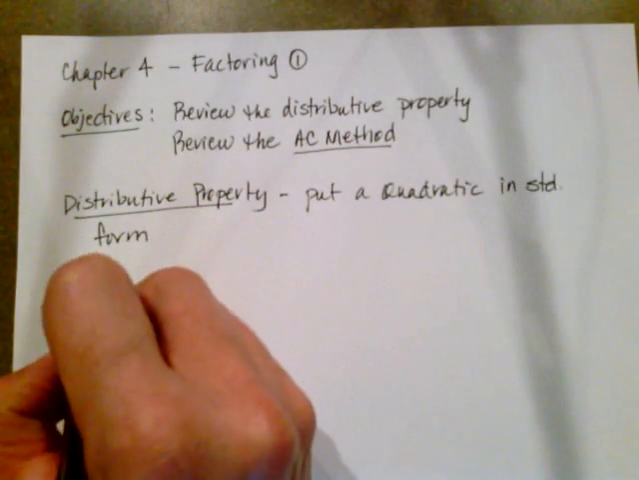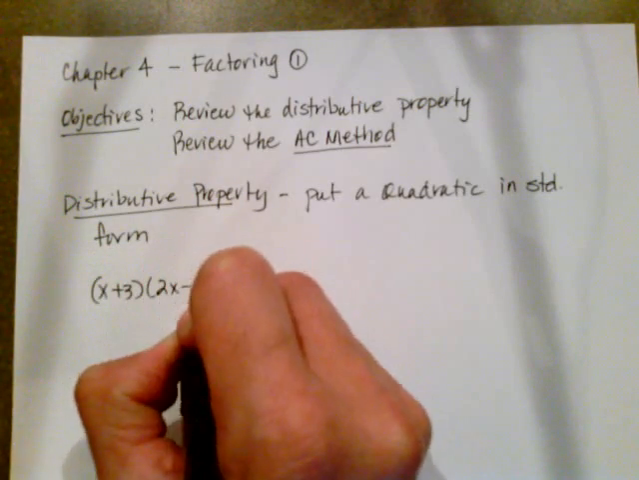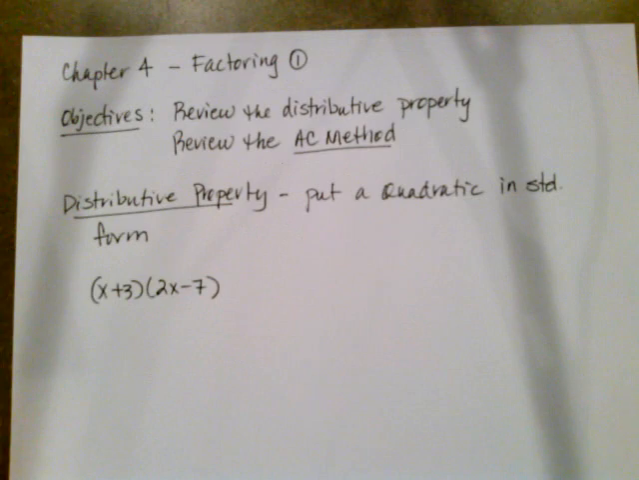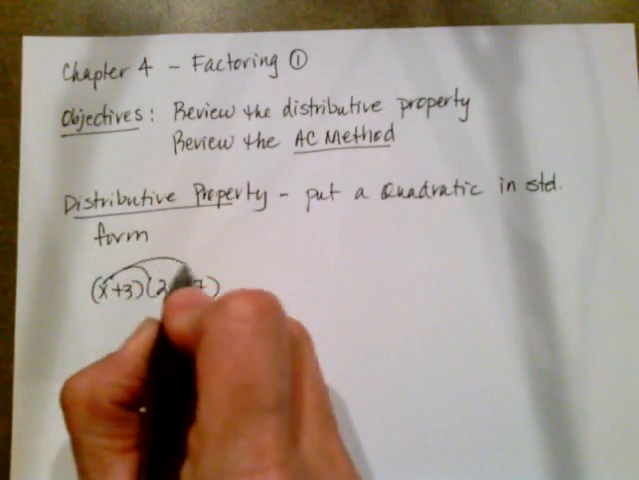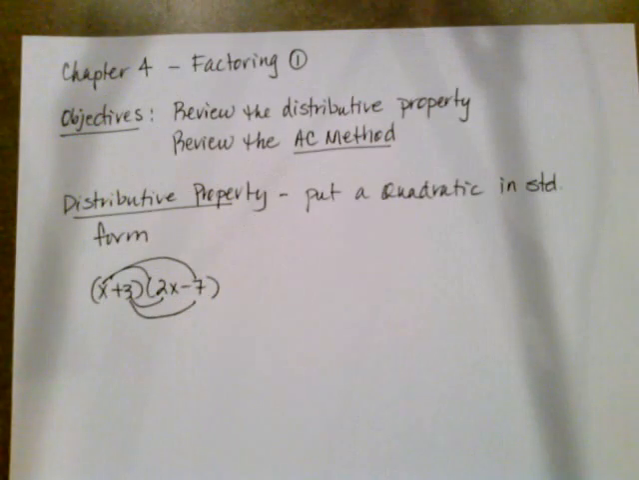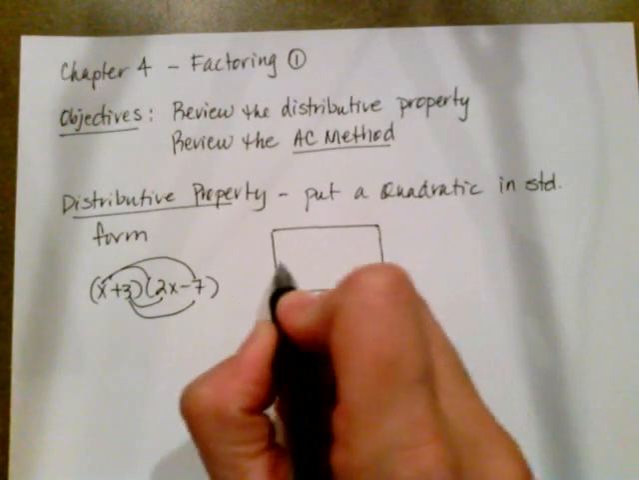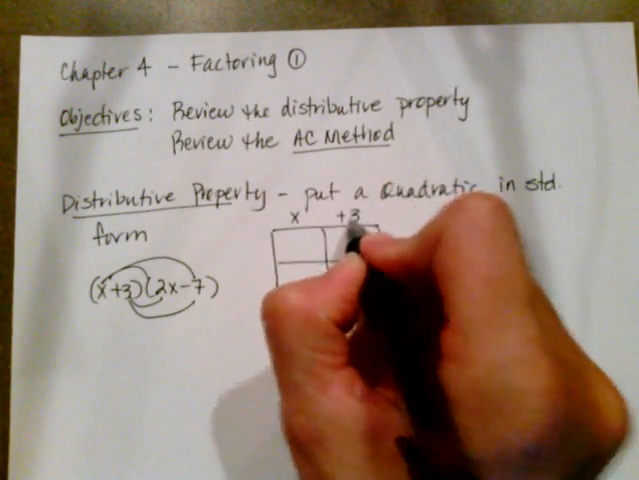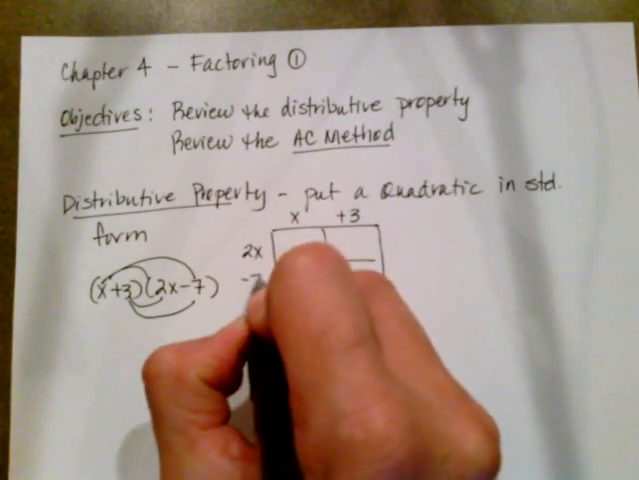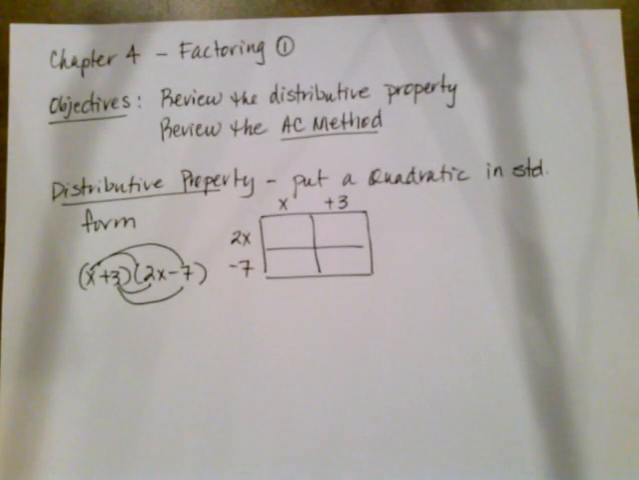Alright, so if I have x plus 3 and I want to multiply that by 2x minus 7, I can do that with the distributive property. I could do FOIL, first, outside, inside, last, and I'm okay if you use that method, but I am going to do the box, and we've been using the box for a few days. So here's my box. I'm going to put the x plus 3 at the top and 2x minus 7 on the side. Now I'm going to distribute.